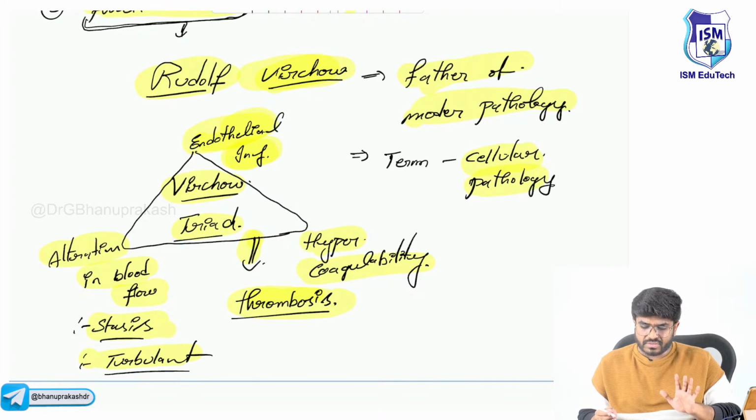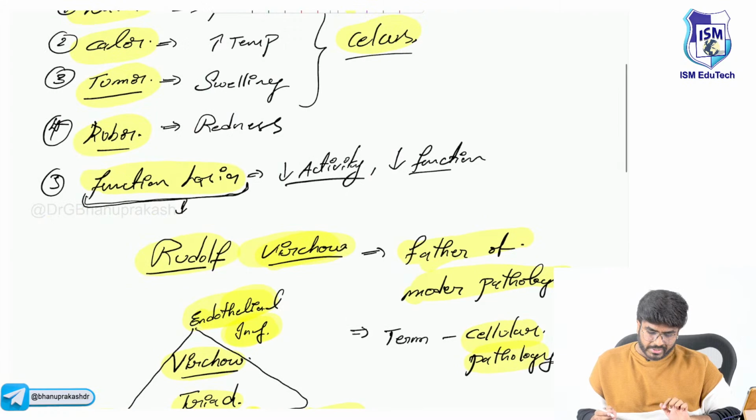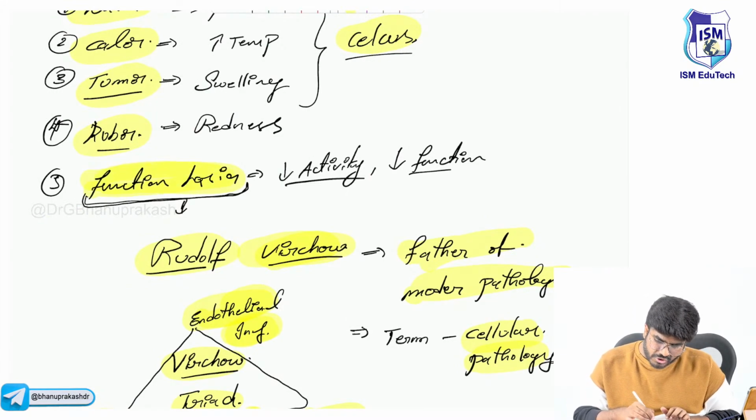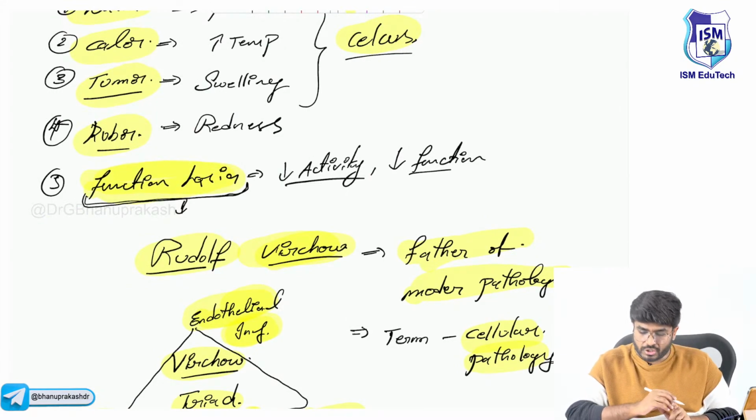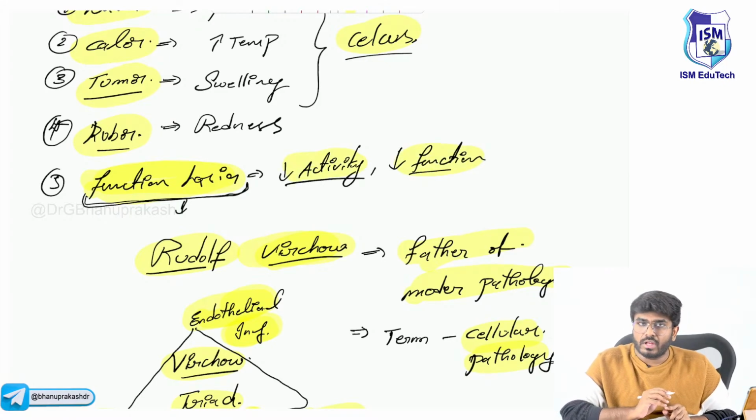Rudolf Virchow is the father of modern pathology. He gave the term cellular pathology, and the Virchow triad also completed. So why are we discussing all this? Because functio laesa, the last cardinal sign, which is the decrease in activity and the decrease in function, is given by our Rudolf Virchow.